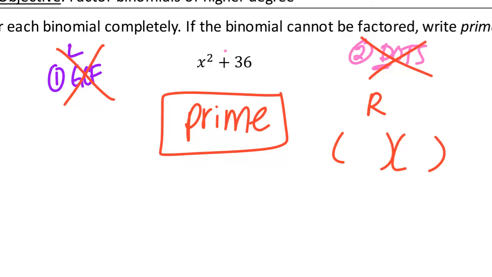Aaron, can you help us out? Why is this not a difference of two squares? Thank you. This is an addition problem, not a subtraction problem, which is why it's not a difference of two squares. That's how come we couldn't split it into two binomials, okay? All right, thank you.